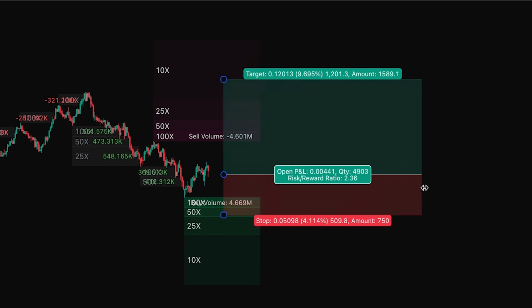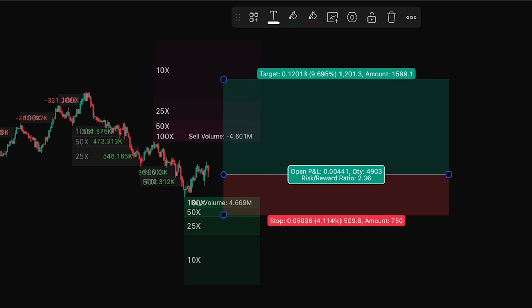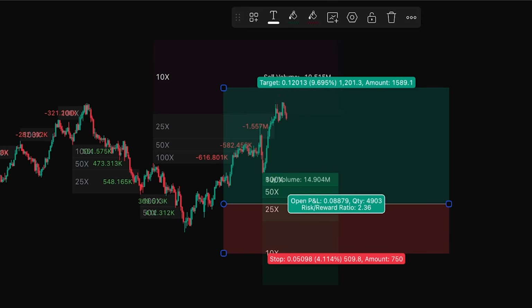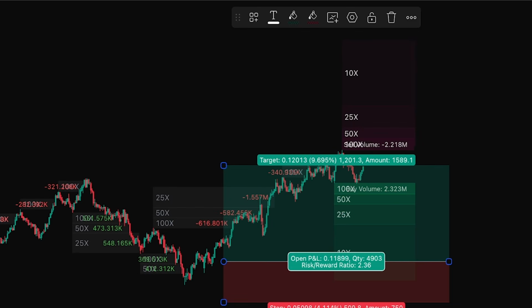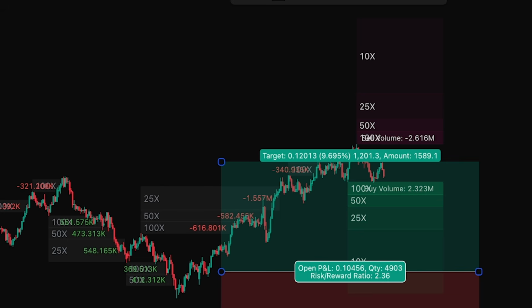Enter long once price starts rejecting the zone upward. Stop loss: place it just below the zone's bottom to protect against a true breakdown, say 0.5 to 1% below, depending on volatility. Take profit: aim for the next red upper zone as resistance, or use a 2-to-1 risk-reward ratio. Partial profits at halfway points keep things practical.